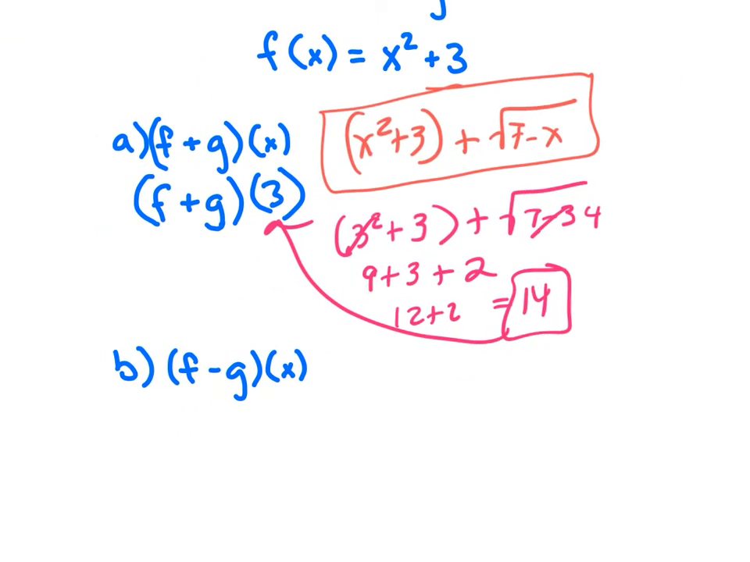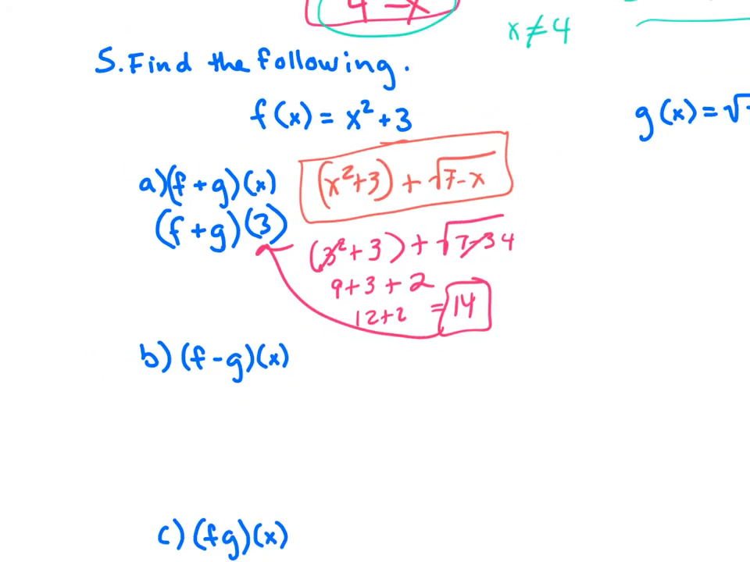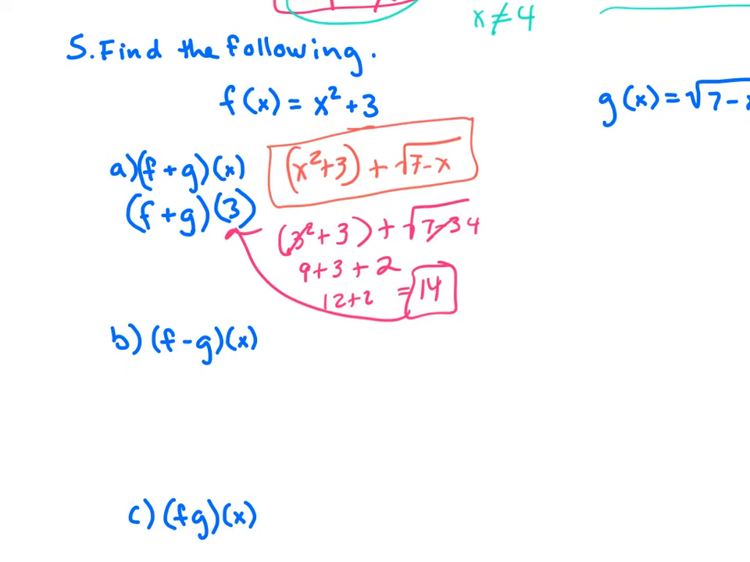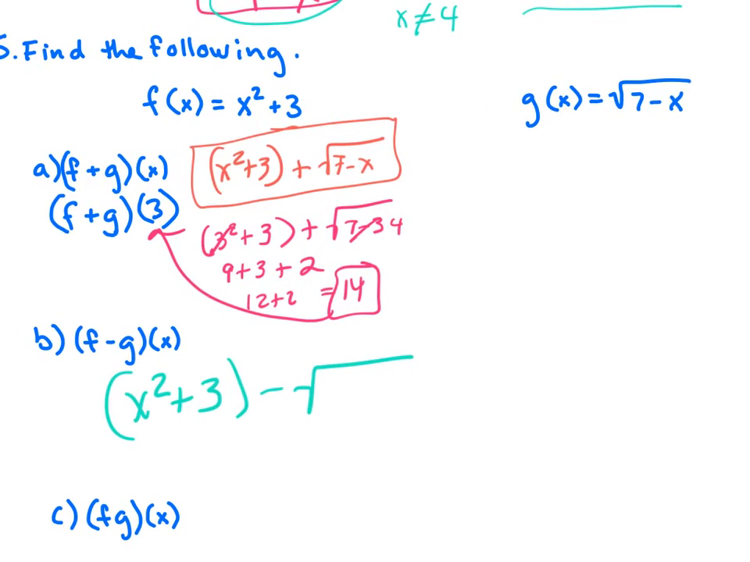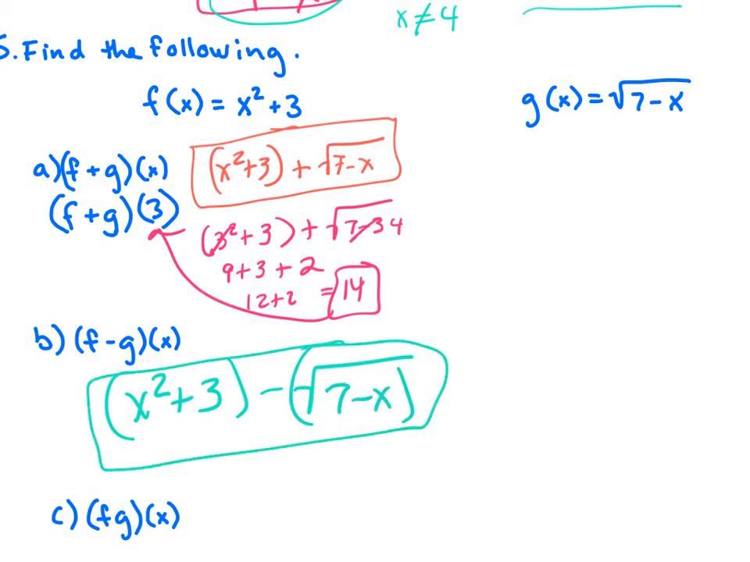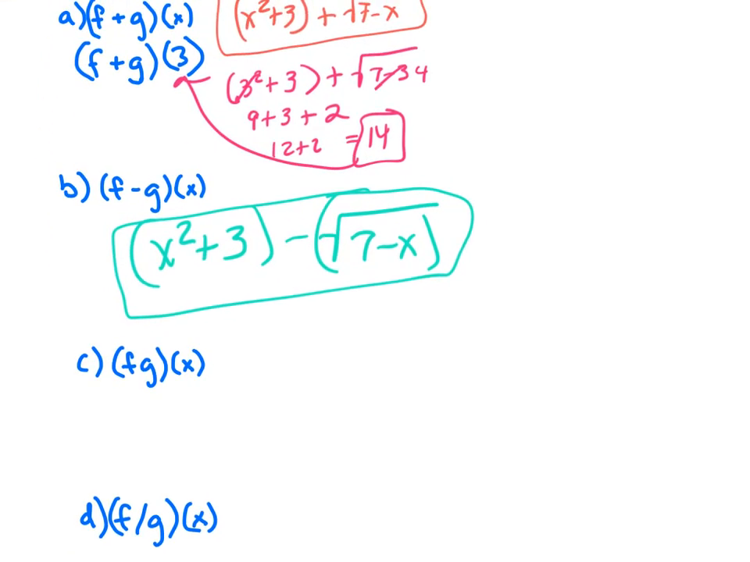In letter B, they're telling me to take f minus g and leave it in terms of x. That means I'm going to have an answer that has x's in it. So my f function is x squared plus 3. My g function is the square root of 7 minus x. There's nothing I can do here to combine. This is it. All right, and the next one they're asking me to multiply.